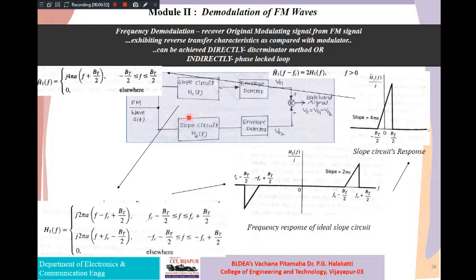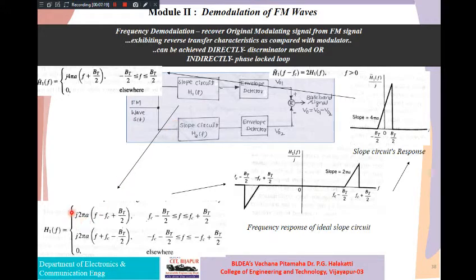Now let us start; you have to remember these things. The transfer characteristics for the typical slope circuit is given by this. Its value will be complex. It is the characteristics h1 of f, that is, the transfer characteristics of the first slope circuit block.